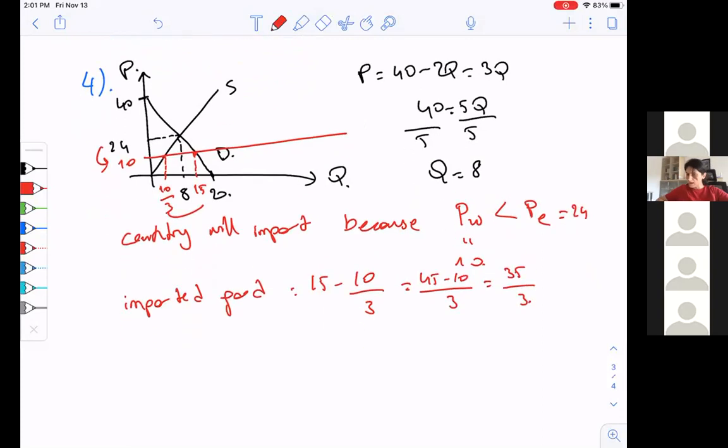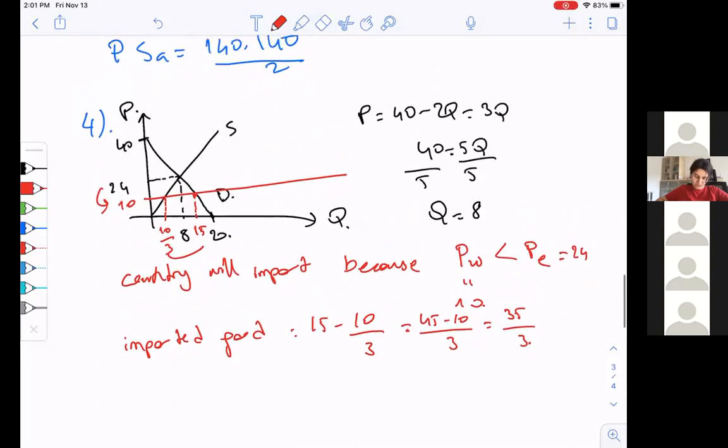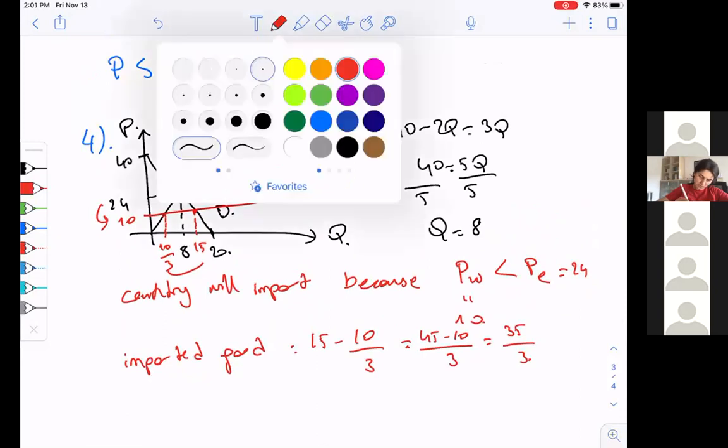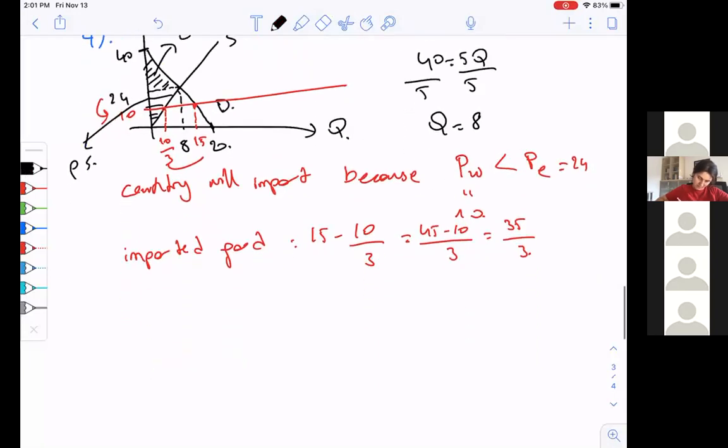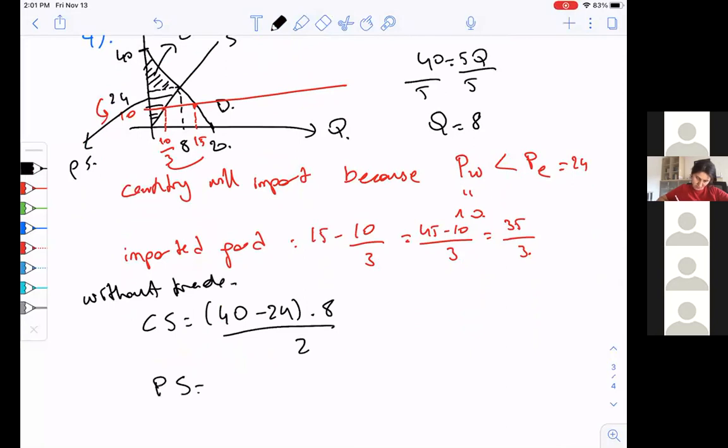And then calculate consumer surplus and producer surplus with and without trade. Without trade, consumer surplus will be this triangle and producer surplus will be this triangle. So consumer surplus is 40 minus 24 times 8 over 2. This is without trade. And producer surplus is 24 times 8 over 2.